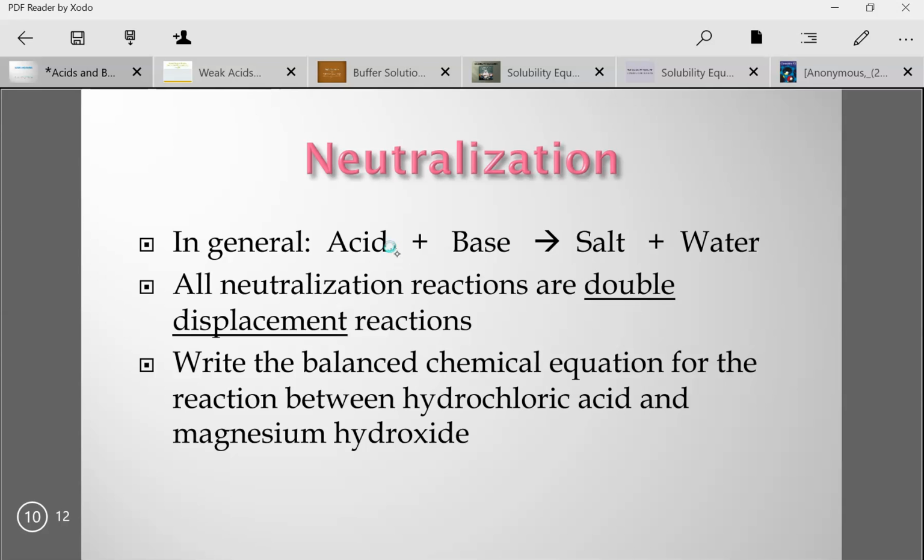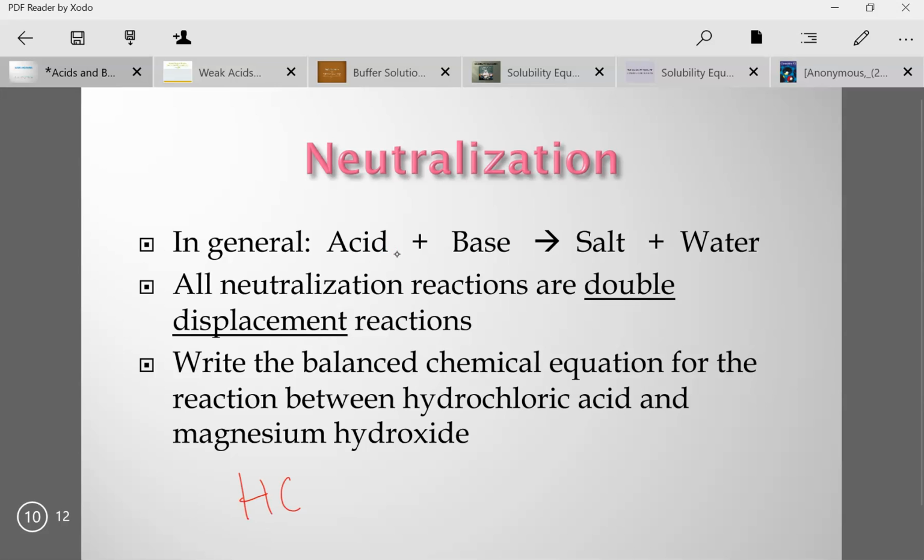Okay, acid plus base gives you salt plus water, and this is a double displacement reaction. Hopefully everybody's good with this. HCl plus magnesium hydroxide gives us magnesium chloride plus HOH, which is water. We have to multiply this by 2, this by 2, and we have a balanced equation.